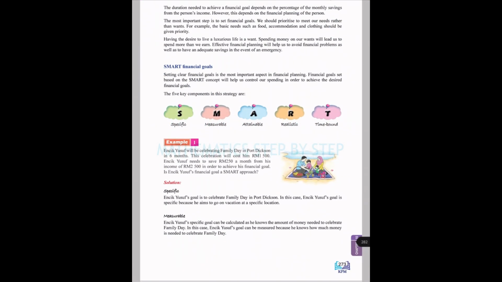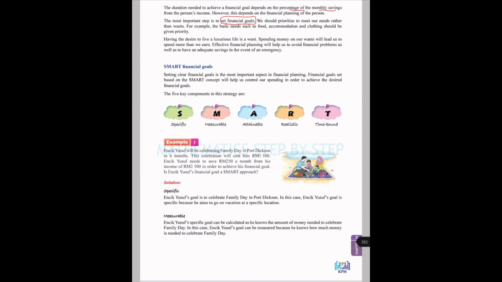Okay, so the duration needed to achieve a financial goal depends on the percentage of monthly savings from the person's income. However, this depends on the financial planning of the person. So the most important step is to set financial goals. Okay, the first step in an effective financial management process.